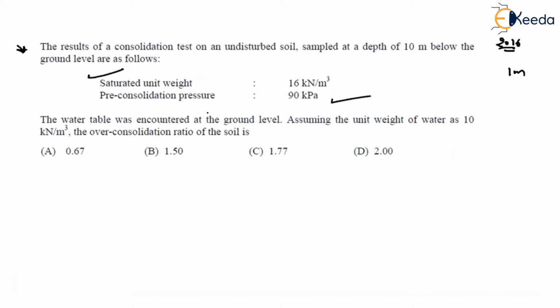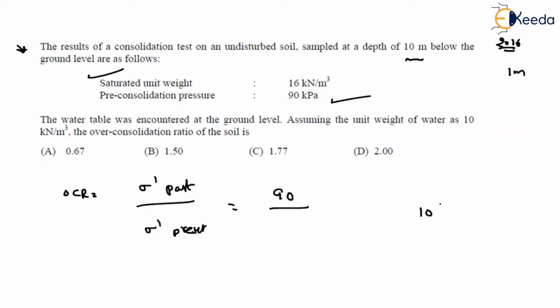They are asking for the over consolidation ratio. What is the over consolidation ratio? Effective stress in the past divided by effective stress in the present. Pre-consolidation means in the past, and it is given as 90. Now at what depth are we going to find it? We are finding it at a depth of 10 meters.